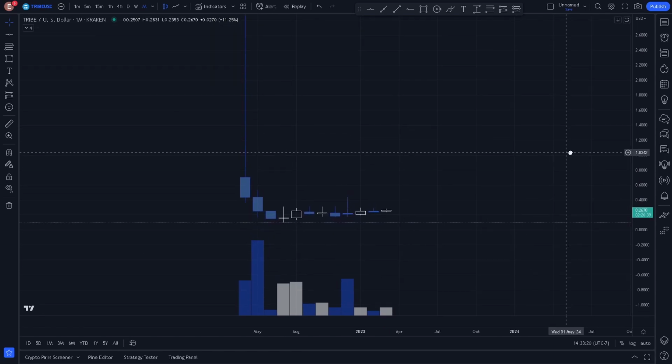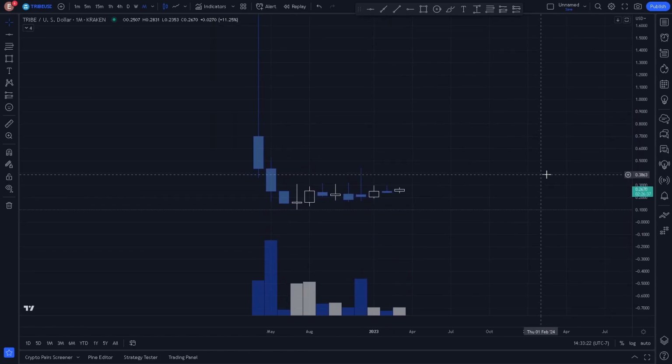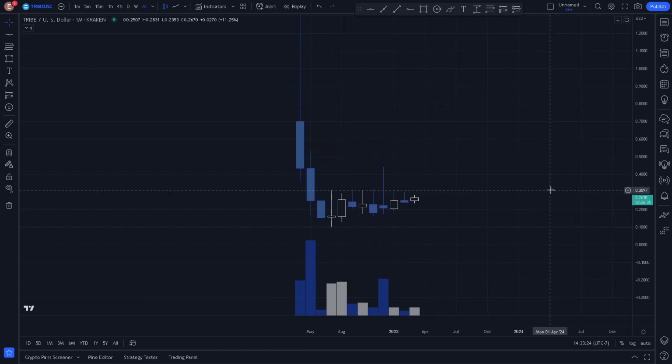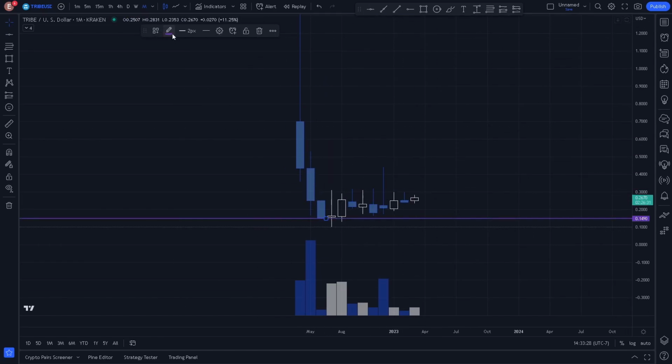So, if we notice here on the monthly, we don't have a lot of price action to work with. So we're going to go ahead and plot our monthly swing low here and hop to the weekly.